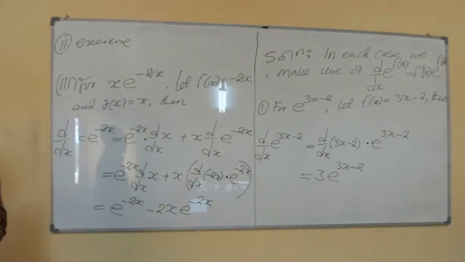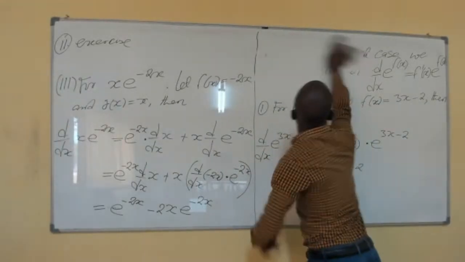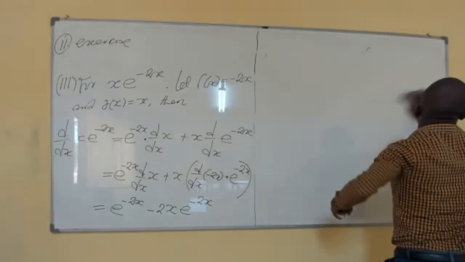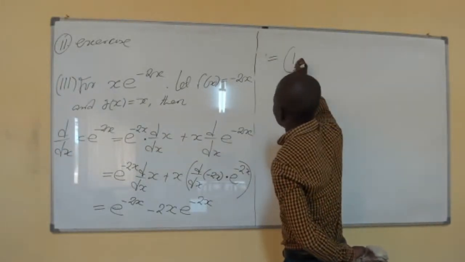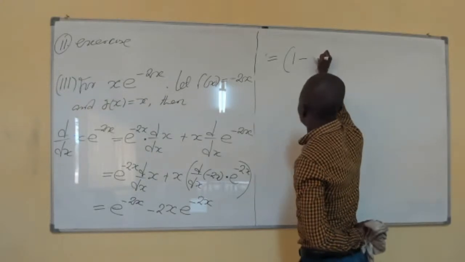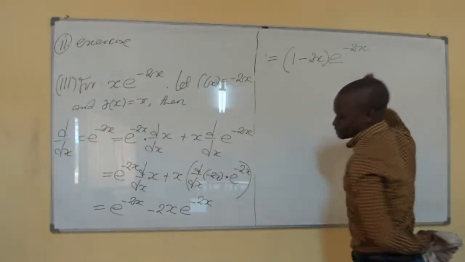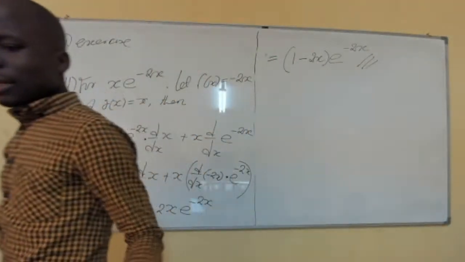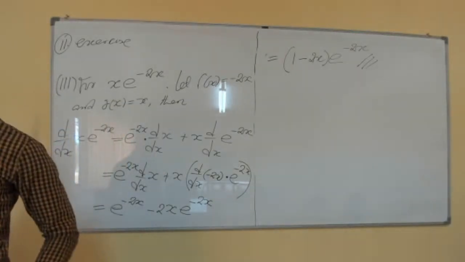You can either leave it there. That is the final answer, or if you want, you can factor out the e to the power negative 2x, and then what you're going to get is what I'm writing down here. We have 1 minus 2x, then e to the power negative 2x. Then you are done. That is your final answer. You can either post-factorize it or pre-factorize it. It's just one and the same thing.